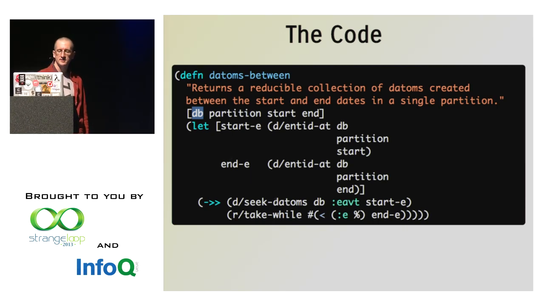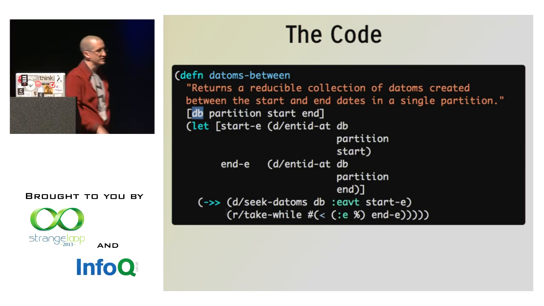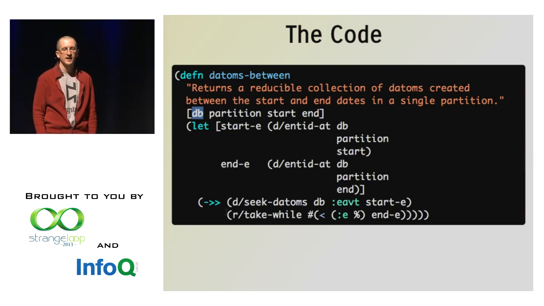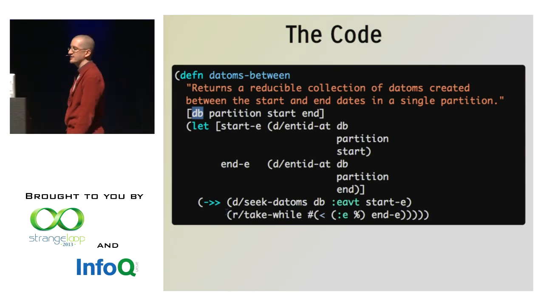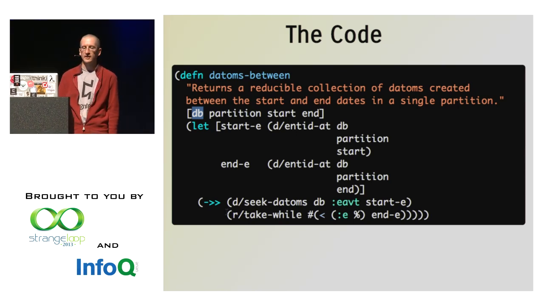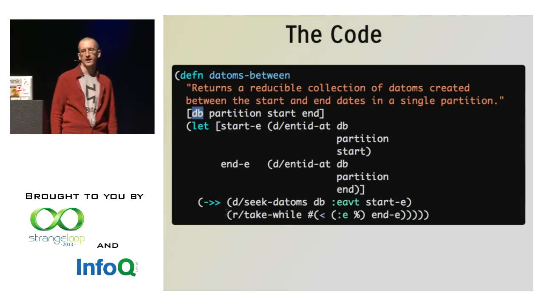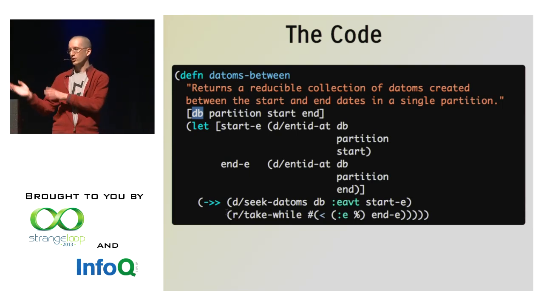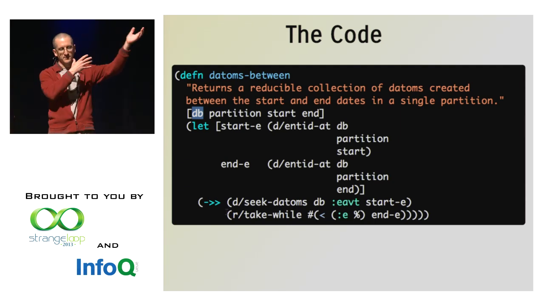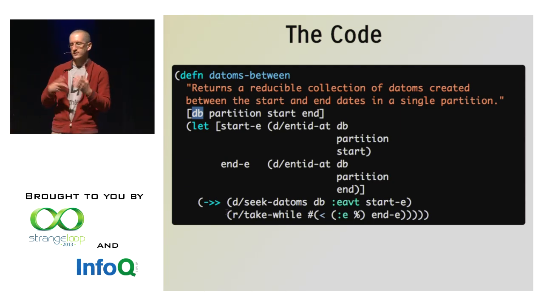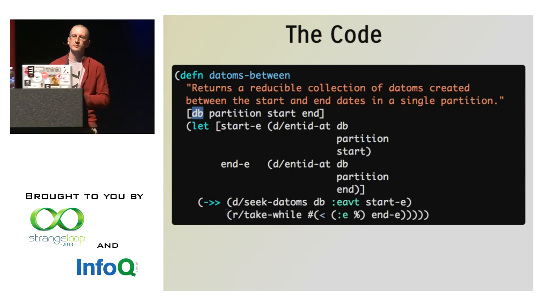Then we call seek datums. We tell which database we're enumerating over. We tell which index. And then we give it an E. We could optionally give it an A, a V, and even a T. It starts enumerating at that point in the index, and we do whatever we want. Here, I've just thrown in a little code that says we're just going to take datums until the E goes past the entity ID that corresponds to the last event for that day, right? And then we have other code that takes what comes back and reduces it into the summary that we want, and then we store it off in a big cache.